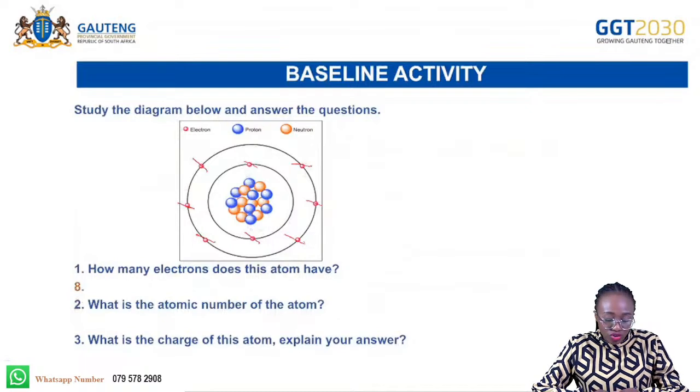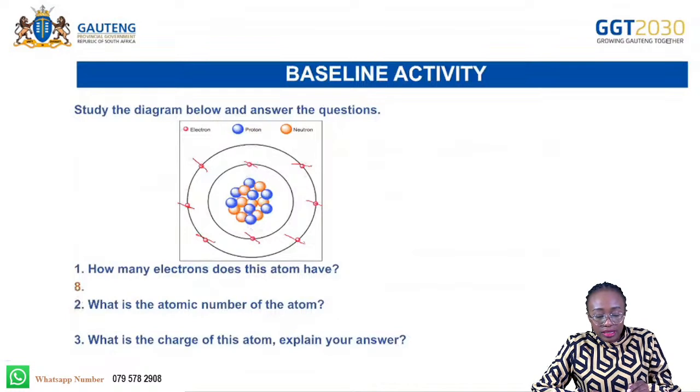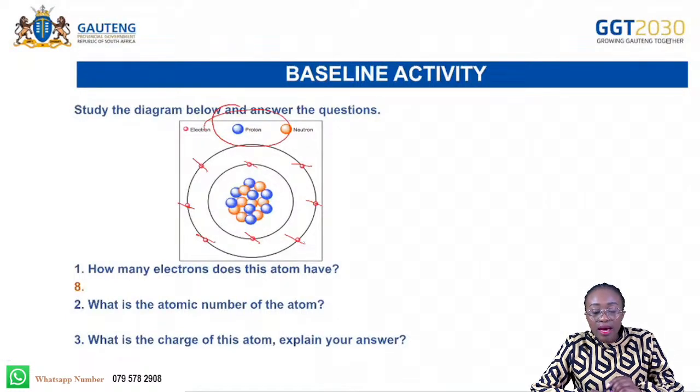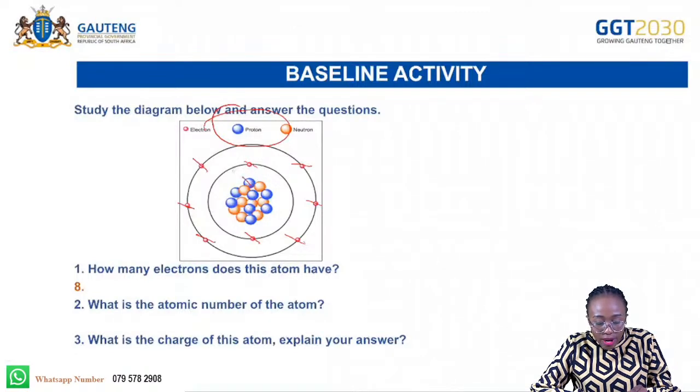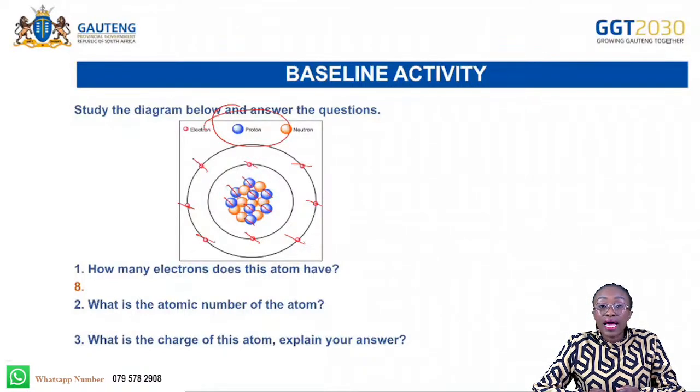The second question read, what is the atomic number of the atom? Do you remember what the atomic number is? The atomic number is the number of protons. So let's count the number of protons that this atom has. 1, 2, 3, 4, 5, 6, 7, 8. So the atomic number is 8.